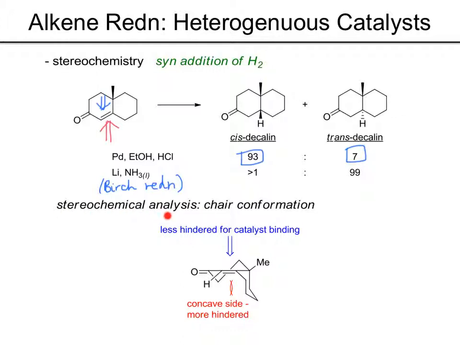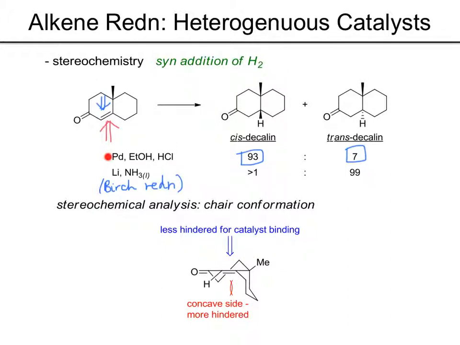In the stereochemical analysis of this reaction, we can draw the chair conformation. This is the alkene that we're interested in. We have the hydrogen and this cyclohexane coming out at us, and we have the cyclohexane with the carbonyl going at the back. And you can see from this chair conformation that due to the presence of this cyclohexane, this is our concave side and it is significantly more hindered than the other side.